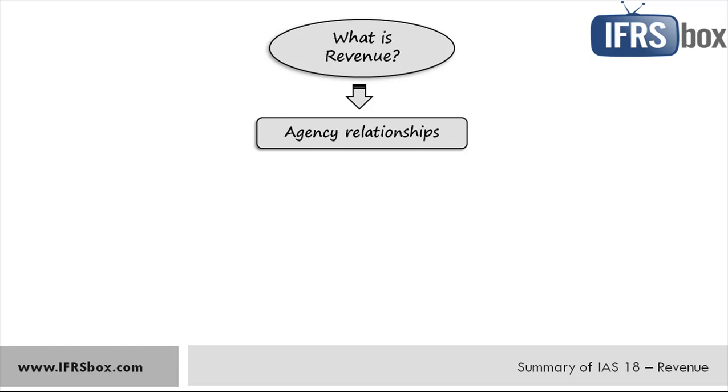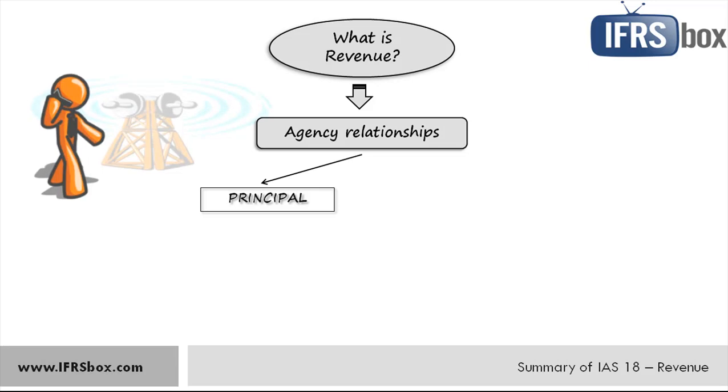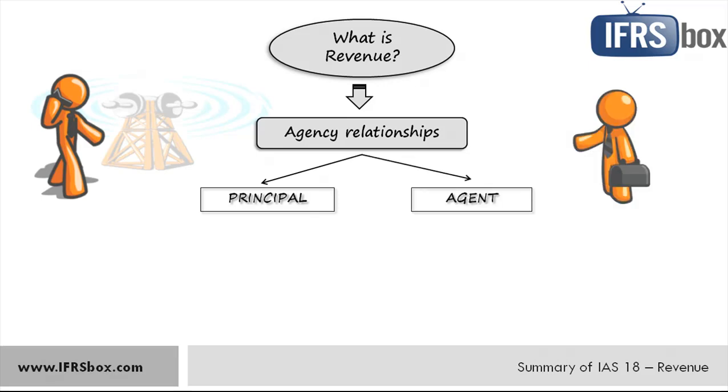Instead of two parties in the transaction, which are buyer and seller, we have three parties in an agency relationship. Well, there is a principal who is in fact providing the goods or services and is responsible for them. Then there is an agent who acts on behalf of the principal and sells the goods or services. And the third party is, of course, the customer.